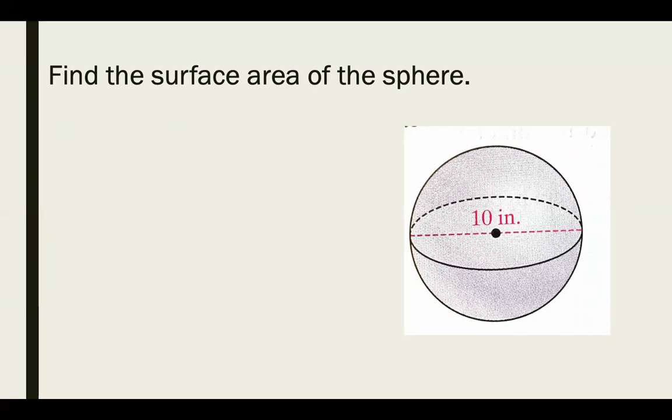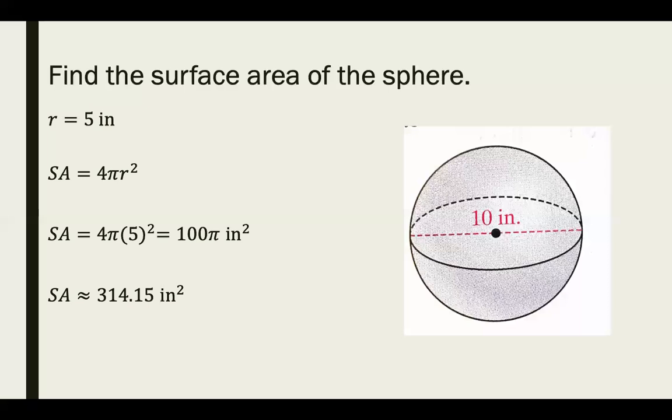In this example, we've got a diameter of 10. So to get our radius, we need to divide it by 2 again. And then we just plug that 5 into our formula. 4 pi times 5 squared. 5 squared is 25, times 4 is 100. It gives us 100 pi. And if we put that in our calculator, we get 314.15 inches squared.